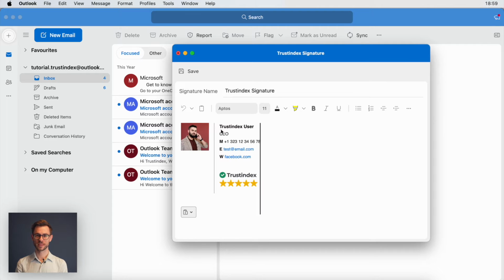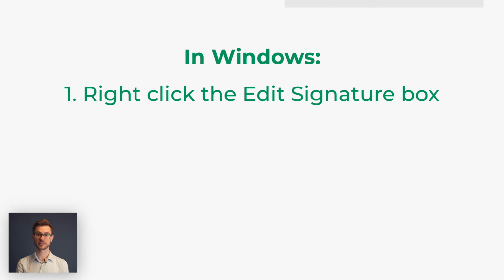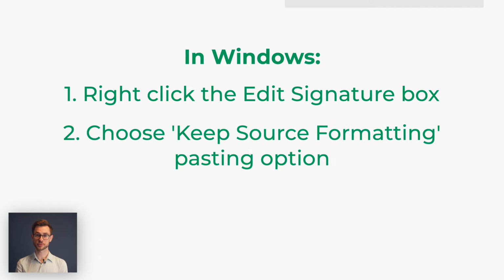In Mac, paste your signature into the signature box, Ctrl-V or Command-V. Click on the clipboard that popped up and select Keep Source Formatting pasting option. In Windows, right-click the Edit Signature box and choose Keep Source Formatting pasting option and press OK.